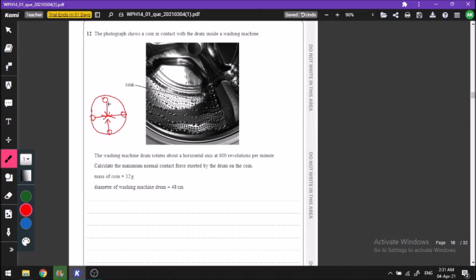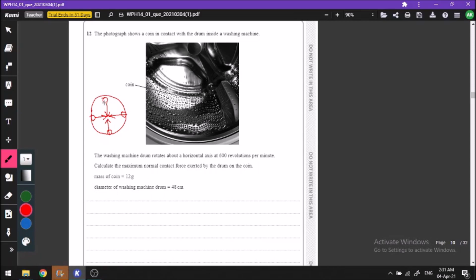Now, the centripetal force, or the normal reaction force, in all these four places is not the same. When the coin is in this position, a part of the centripetal force is being provided by the weight of the coin itself. For example, just for instance, I'm ignoring the actual value given over here.